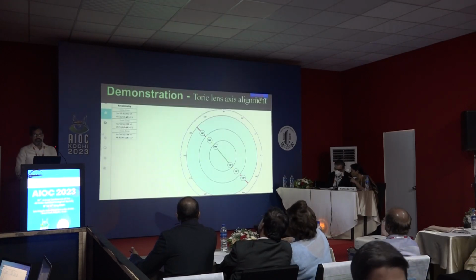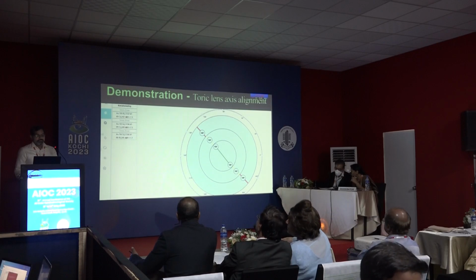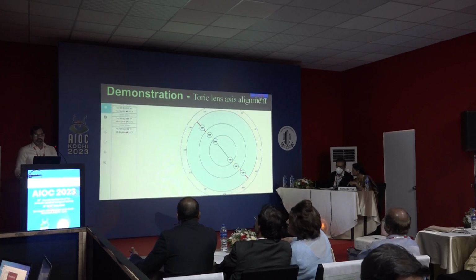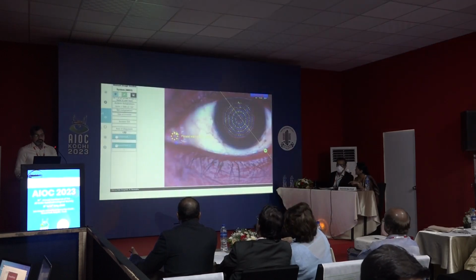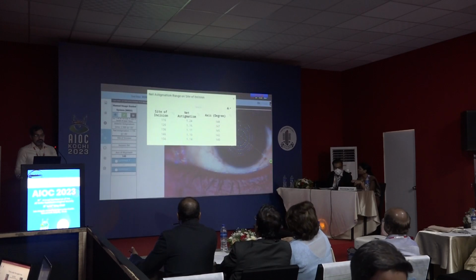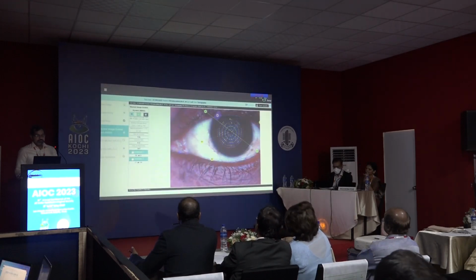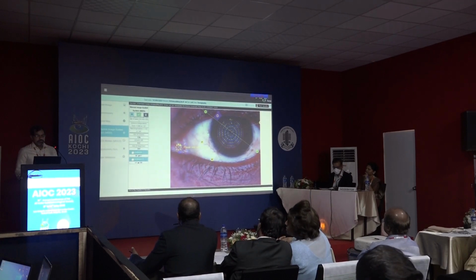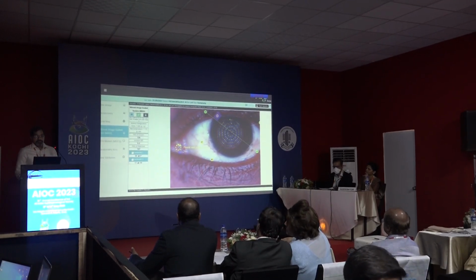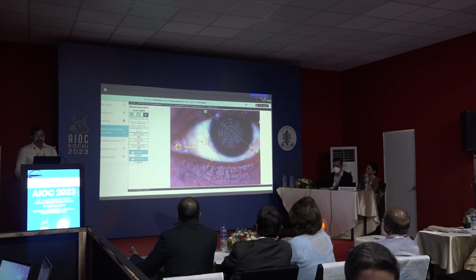Demonstration of toric lens axis alignment. Left eye keratometry of this patient shows 1.5 diopter astigmatism at 132 degrees in 3mm zone. Press the calculator icon. Net astigmatism will be displayed directly from Barrett toric calculator. It is 1.1 diopter at 145 degrees in this case. Enter SIA value, which is 0.3 in this case. The axis of alignment will be displayed automatically, which is at 147 degrees in this case.